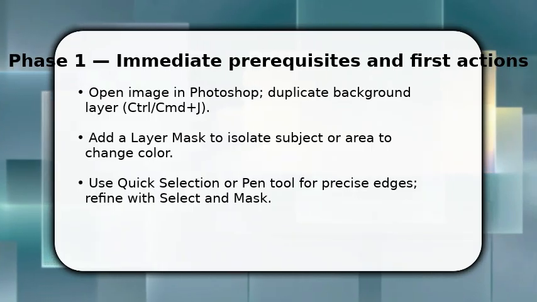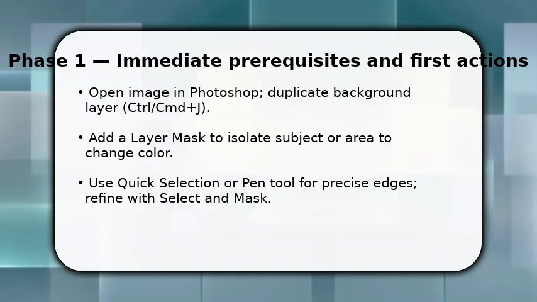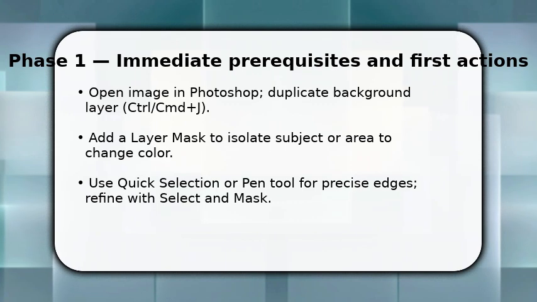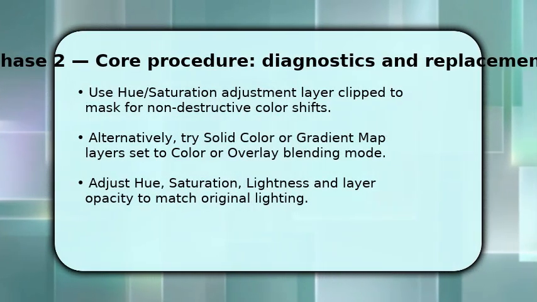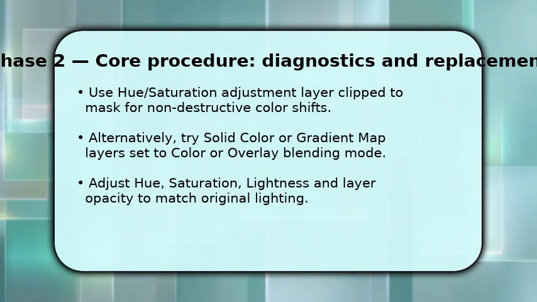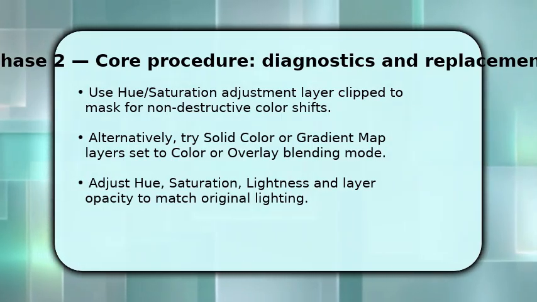Once done, make sure the masked area is clean. This prevents color spill and preserves original detail under blending modes. Now you change the color itself using non-destructive layers. Add a hue/saturation adjustment layer and clip it to your mask so only the selected area changes. Shift hue and tweak saturation to find the target tone.